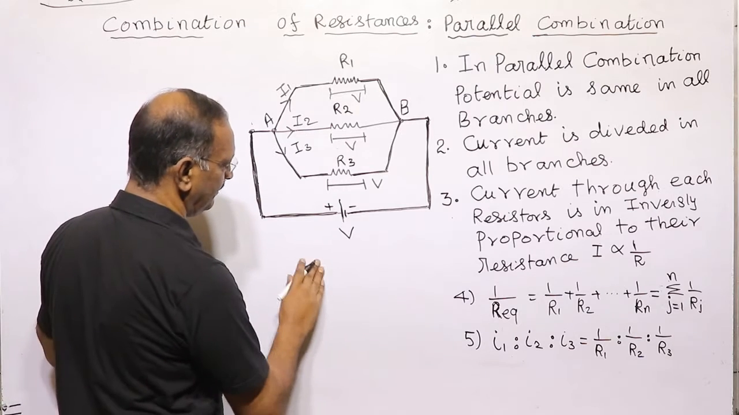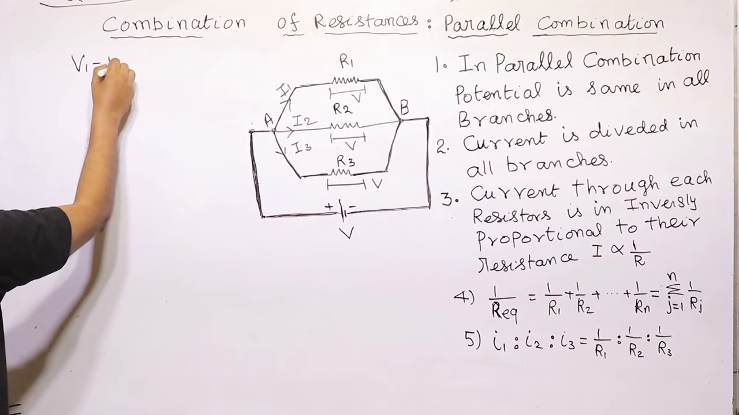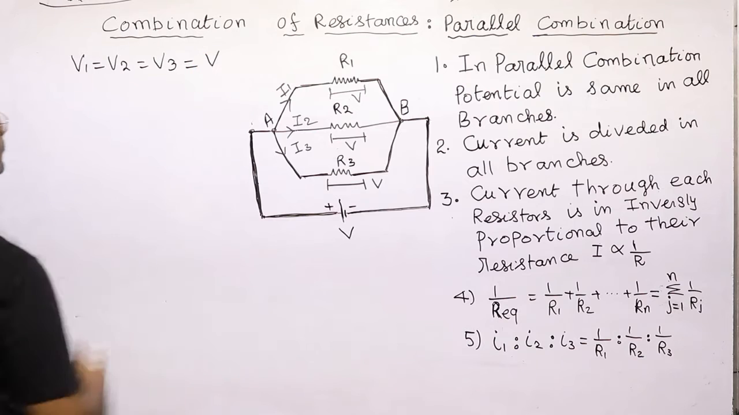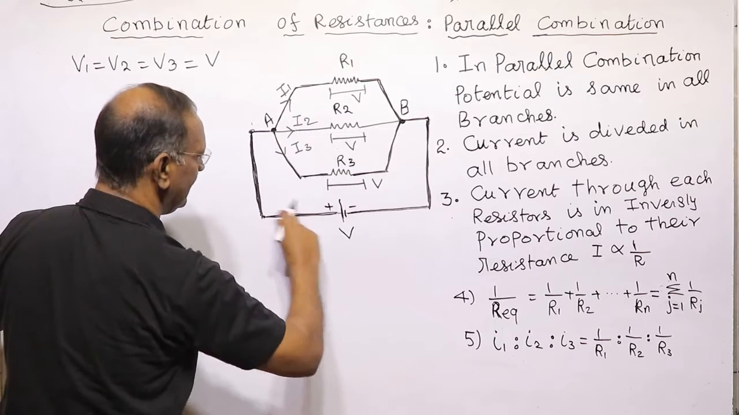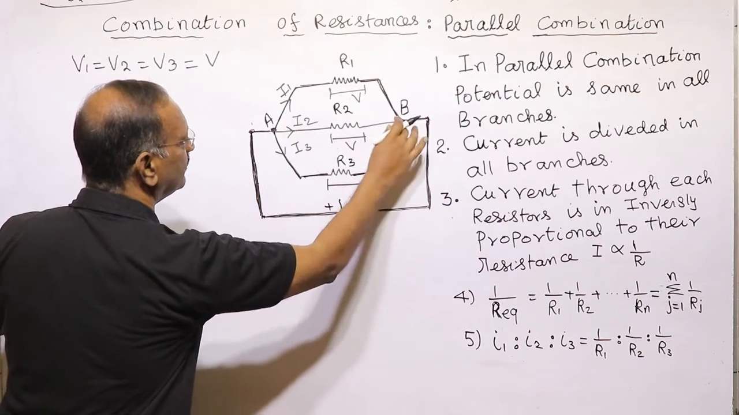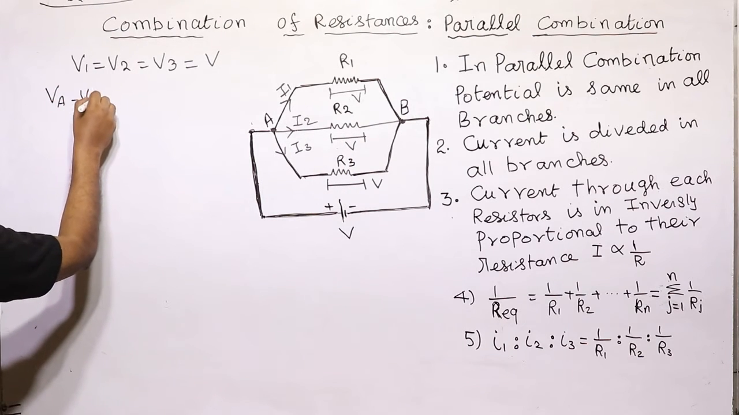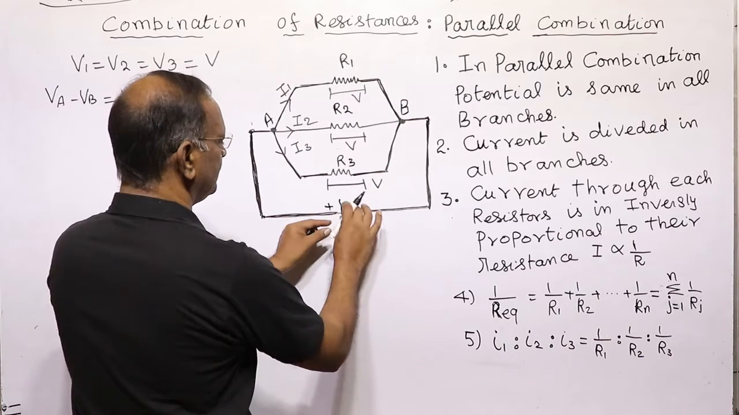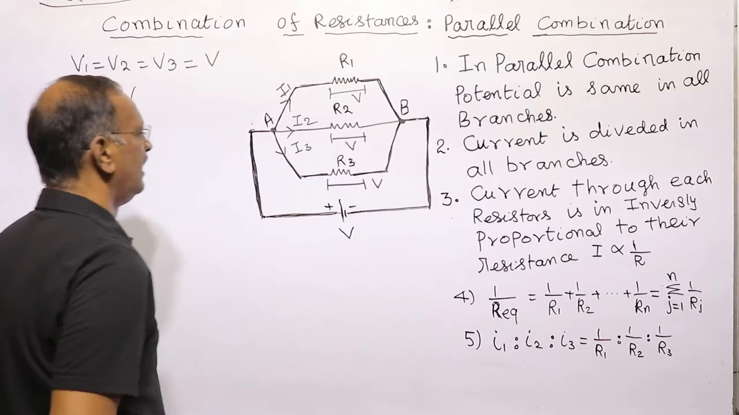See, already we have seen in parallel combination V1 is equal to V2 is equal to V3 is equal to the applied potential. That is, the potential difference between this point and this point is V, because V is the same up to this point. That is, potential at A minus potential at B is equal to the applied potential. The same potential is applied here, here, and here.